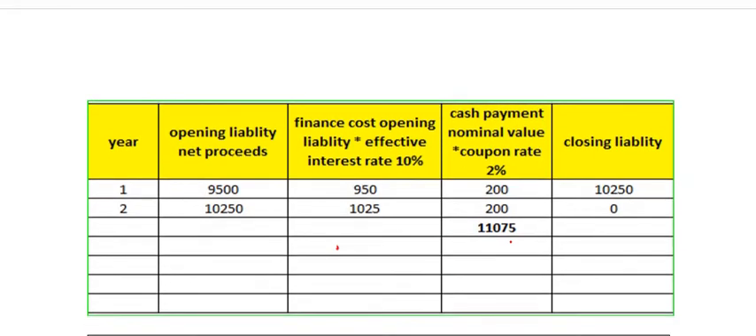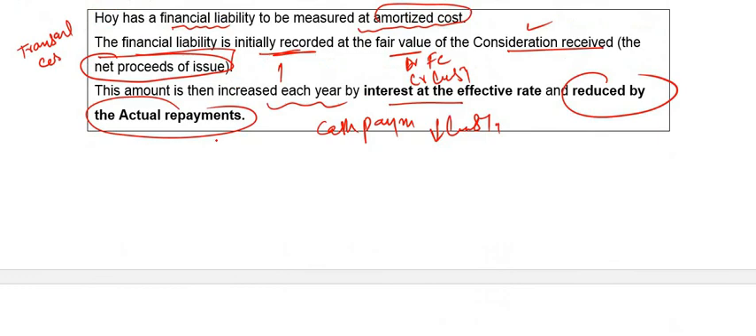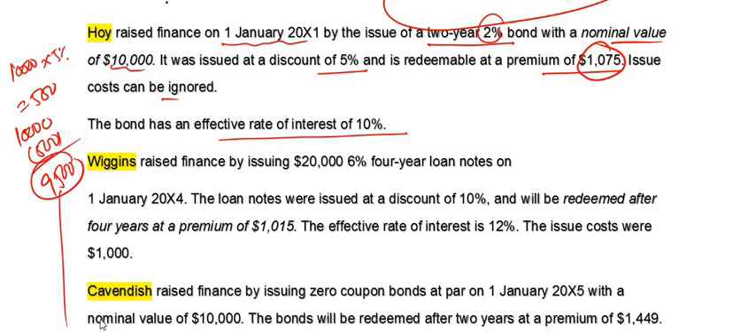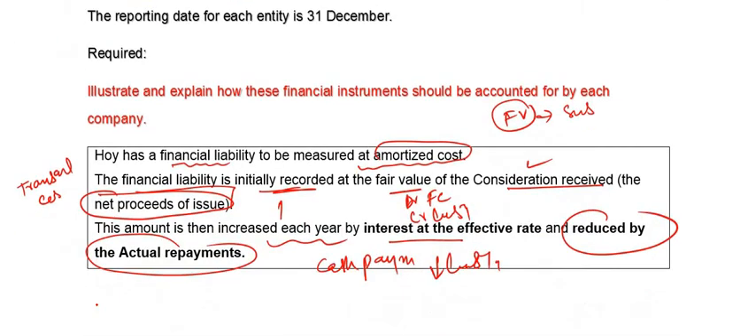If you see here, this is the net proceed, and how will you get this net proceed? The question said the nominal is 10,000 with a 5% discount. So 5% of 10,000 you will get 500, and we have already studied that we have to deduct this 500, which is the issue cost, and we will use the net proceed value below as the opening liability.